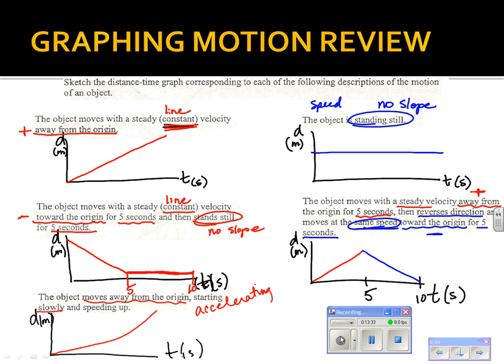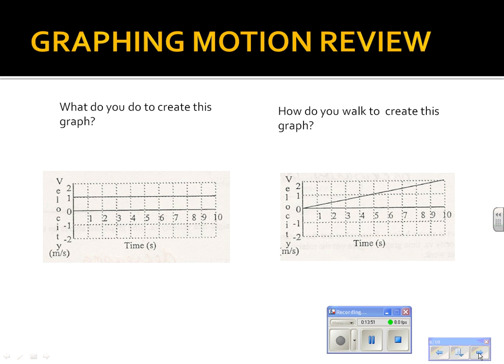Since it's accelerating or changing speeds, we need to be able to have changing slope. So we have a curved line instead. Okay? Hopefully this helps with your distance versus time graphs.